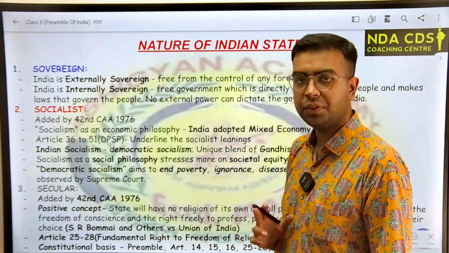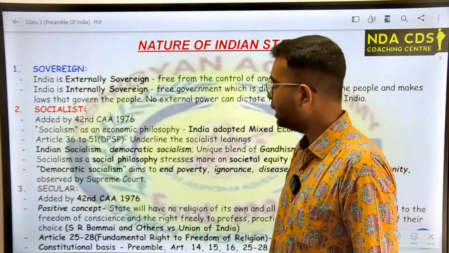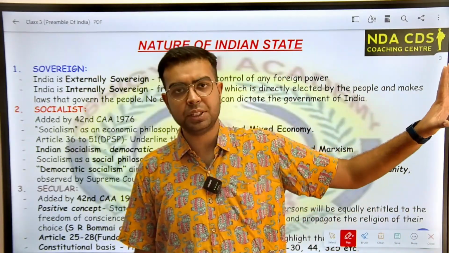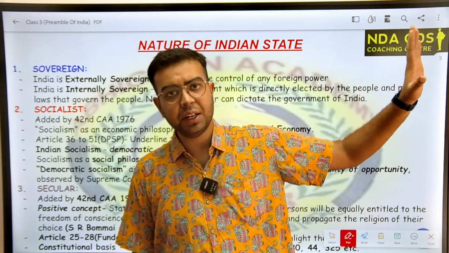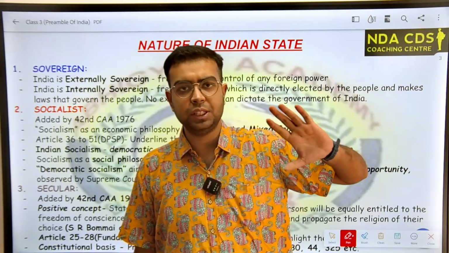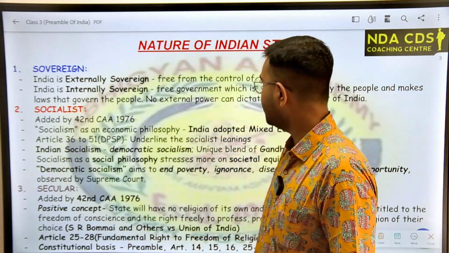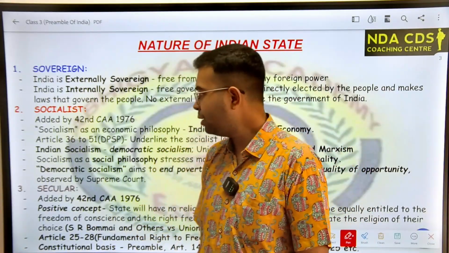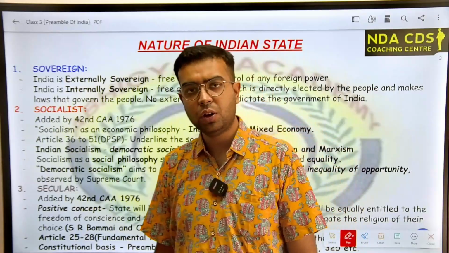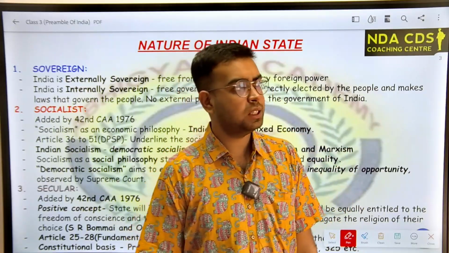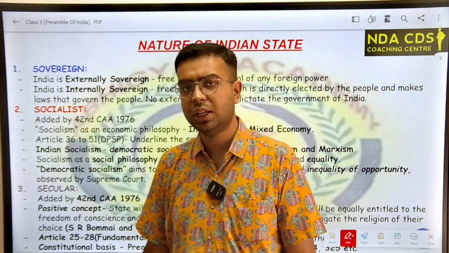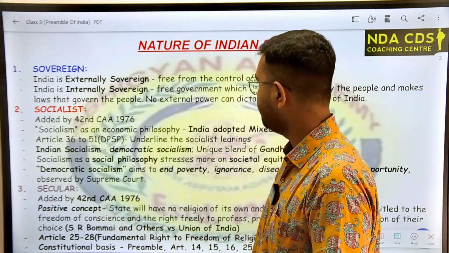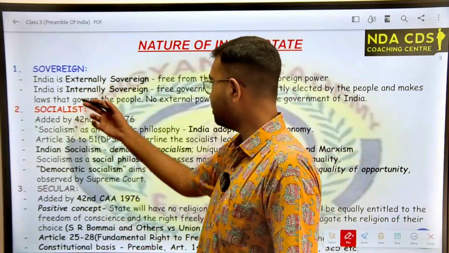Now, there are two types of sovereignty, external and internal. External sovereignty basically means that the Indian government is free from any kind of external pressure from any foreign country while making its own decisions. The Indian government does not have to go to any foreign power for permission. For example, if the government wants to pass a law tomorrow, they don't have to ask the permission of the British anymore, or ask the Americans whether they can pass this law or not. Then we have internal sovereignty as well.